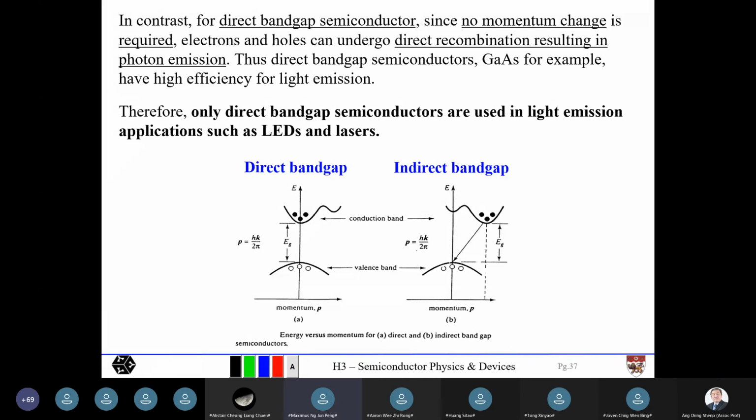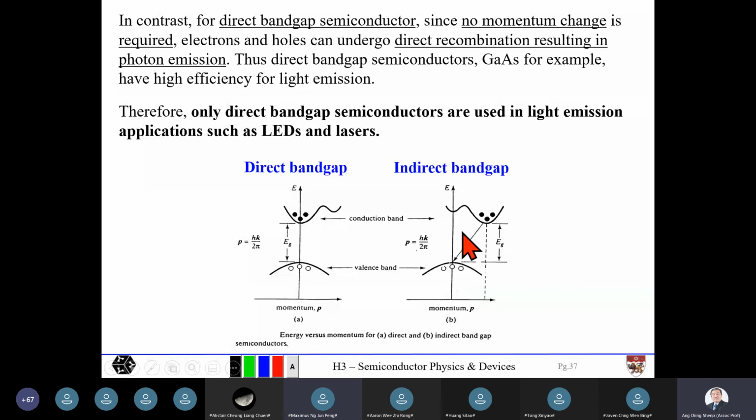Hi, Prof. I have a question. Regarding the defect states, if there was a defect state that had the same momentum as the highest point on the valence band, that has the same momentum as the lowest point on the conduction band, but has the same energy level as the highest point on the valence band, which would the electrons go to, the defect state or the valence band?